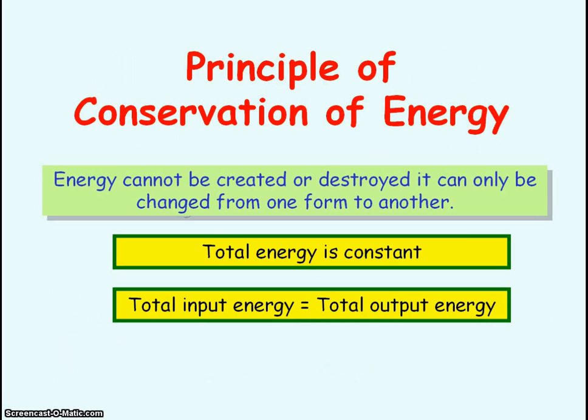The total energy you put into a system is equal to the total energy you put out of the system. You cannot have more output energy because that means you've created energy from nothing, and you cannot have less output energy because that means you've destroyed energy, and that violates the principle of conservation of energy.